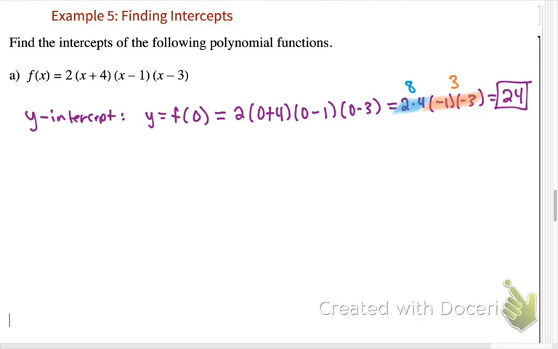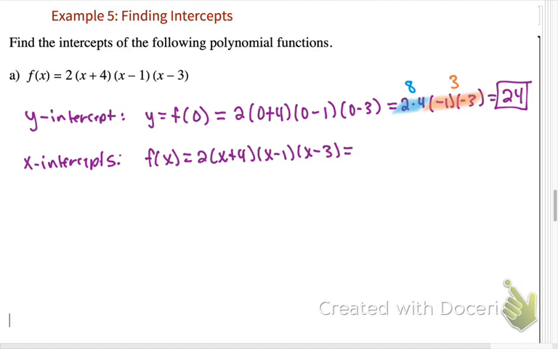So we know the graph of this function is going to cross the y-axis at the y value of 24. Now, for the x-intercepts, we take our function f of x, 2 times x plus 4 times x minus 1 times x minus 3, and we set that equal to 0. And we have 3 factors here. 2 is a constant factor. It does not involve x. So we identify the 3 factors, x plus 4, x minus 1, and x minus 3.